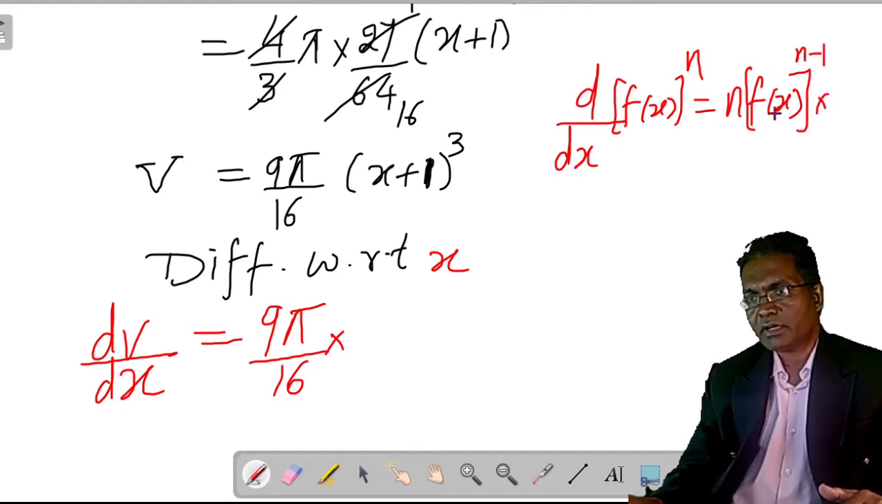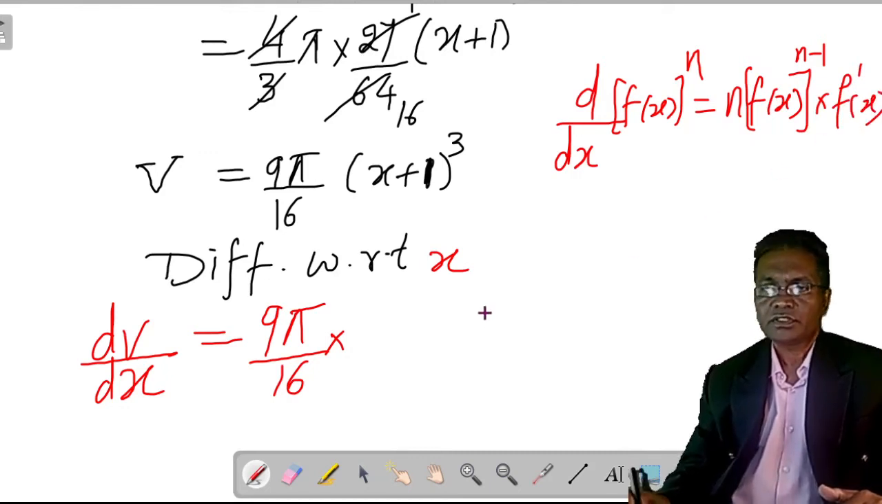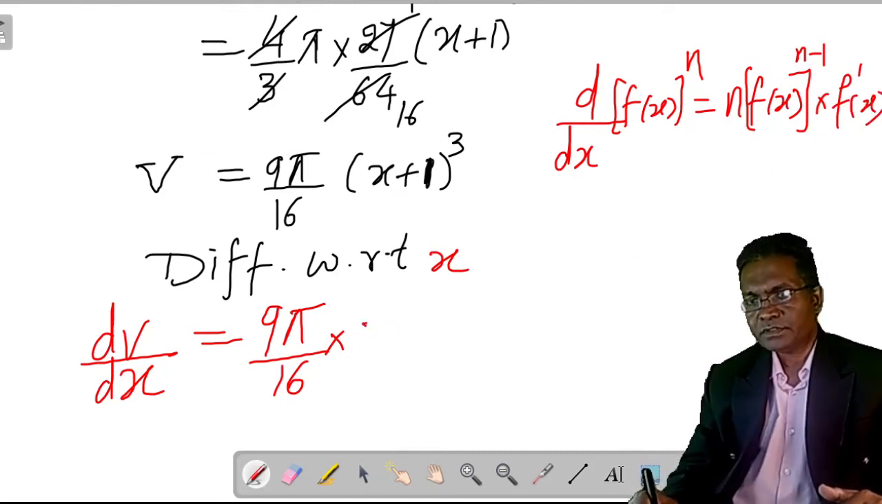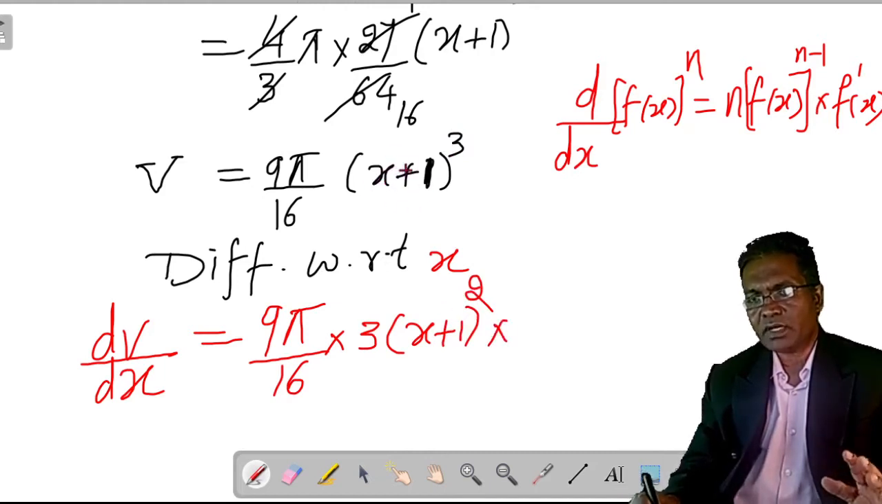You have to write the derivative of f, that is f dash. So likewise here, 3 into (x plus 1) power 3 minus 1 is 2, into the derivative of the inside function, derivative of x plus 1. The derivative of x is 1, so you can write 1 plus 0.